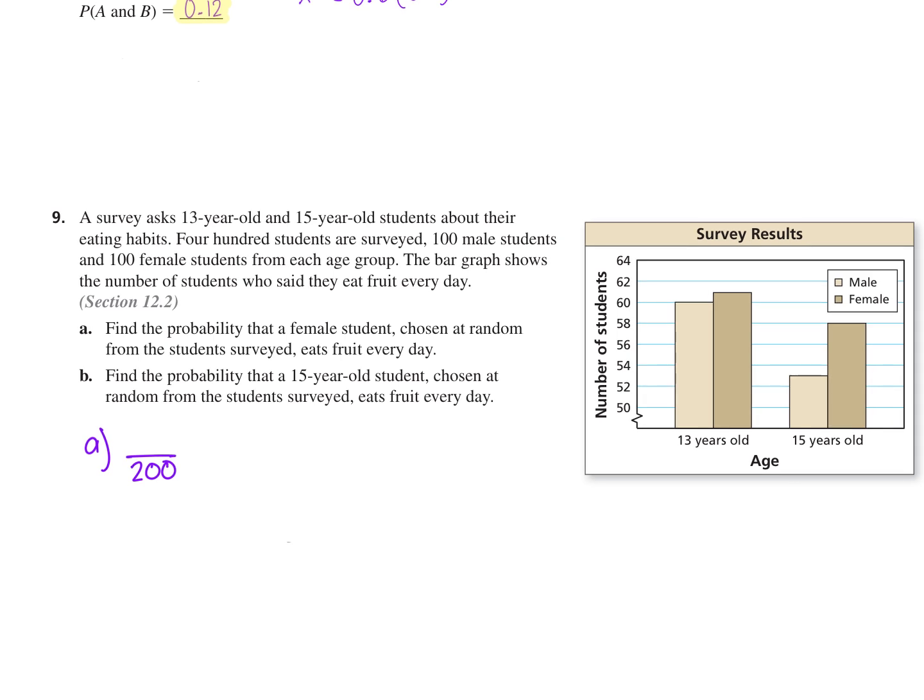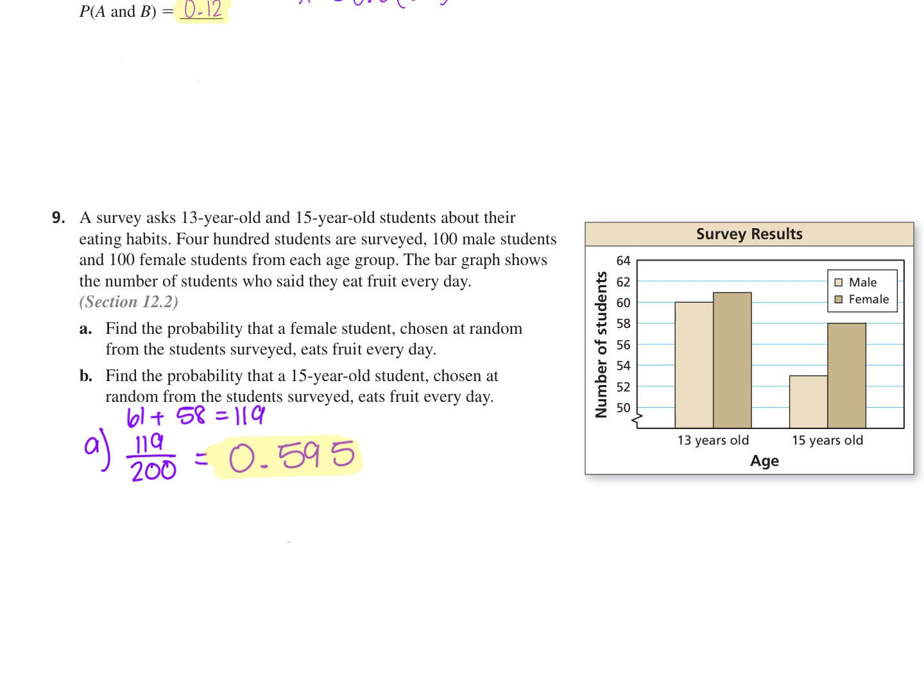What am I adding? Looking at my chart, I have 61 plus 58, and that's going to give me 119 students. So I'm going to have 119 over 200. Changing that to a decimal would be 0.595. You could also change that to a percent. That's fine. We should all know how to do that, but this is what it would be as a decimal.